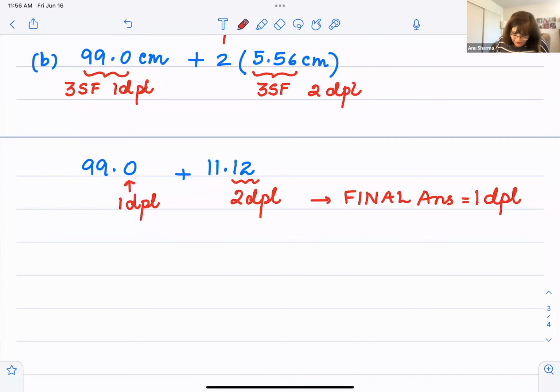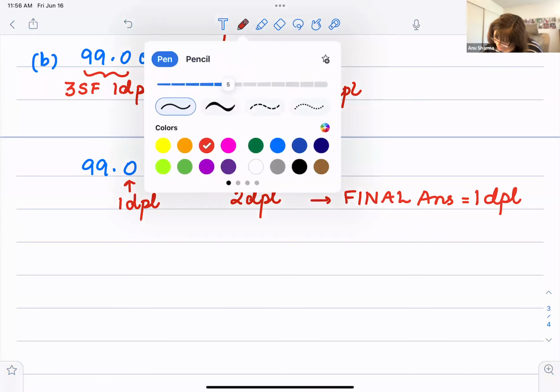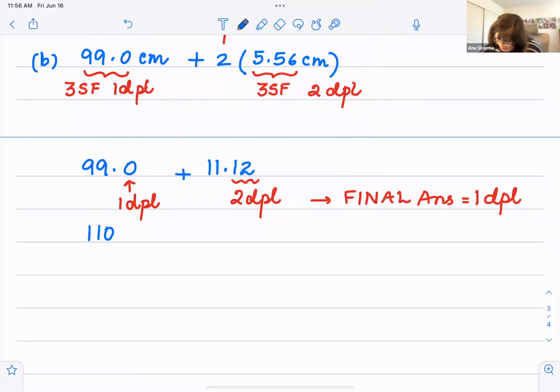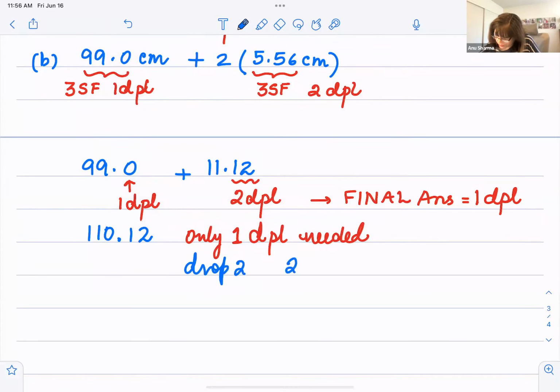Okay, so let's do this. 11.12 plus 99.0, and the answer from the calculator is 110.12. Okay, 110.12, but we only need to have one decimal place. So sig fig rules require that only one decimal place is needed. So what are you going to do here? You are going to drop the 2. 2 is less than 5. Therefore, 1 remains as is. So therefore, the answer is 110.1.